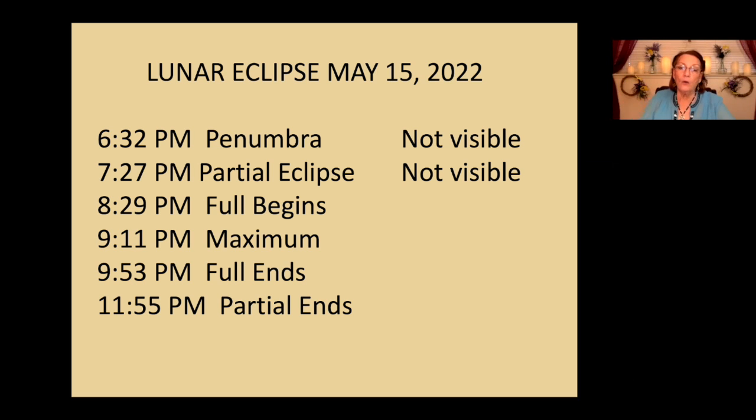Then about an hour later, it's in the partial eclipse, and we can't see that either. That's at 7:30. And where I would recommend you start watching would be about 8 p.m. Because as this chart says, at 8:29, the full eclipse begins. And I would assume that the moon will be visible as it continues to rise. It'll be visible sometime between 7:30 and 8:30 p.m.